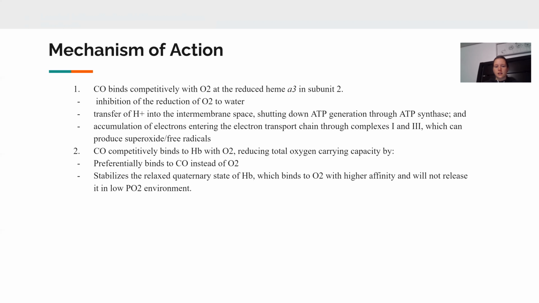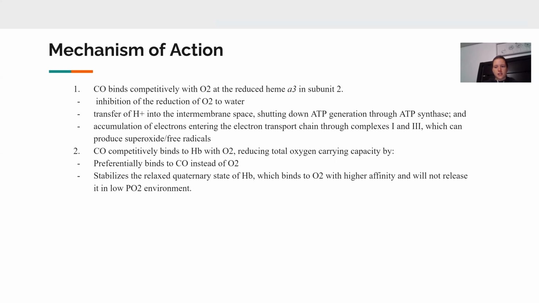And it can accumulate electrons entering the electron transport chain through complexes 1 and 3, which produces superoxides and free radicals. Just because cytochrome C oxidase can be partly inhibited doesn't mean that electrons aren't still shuttled through the chain, which can accumulate these free radicals, and that leads to decreased mitochondrial function.